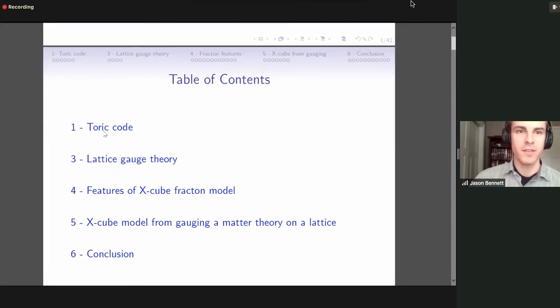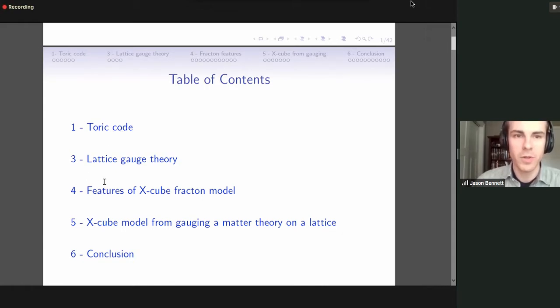So the table of contents, I'm not sure what's going on with section 2 there, but first I'm going to talk about the toric code and the motivation for it and where it comes from. Next, I'm going to talk about how we can recover the toric code from a gauging procedure, notably going from the transverse Ising model to the toric code via a few gauging steps.